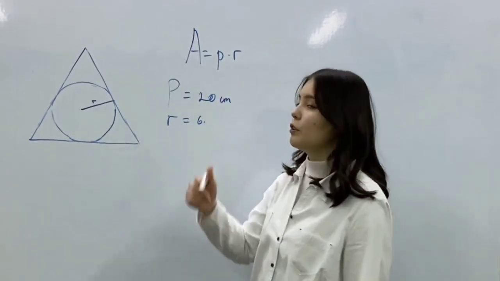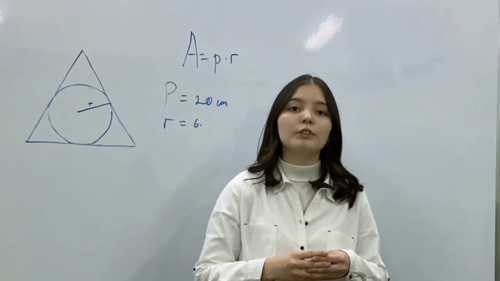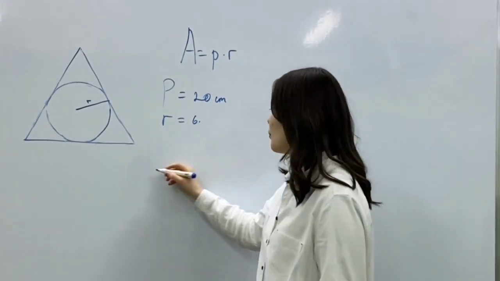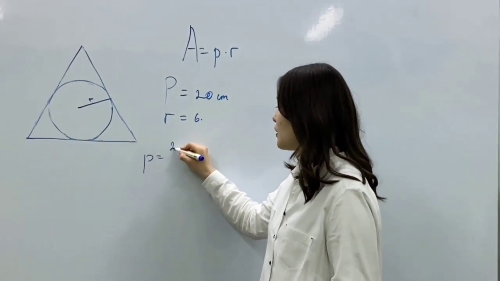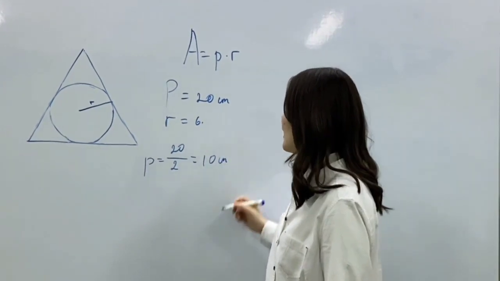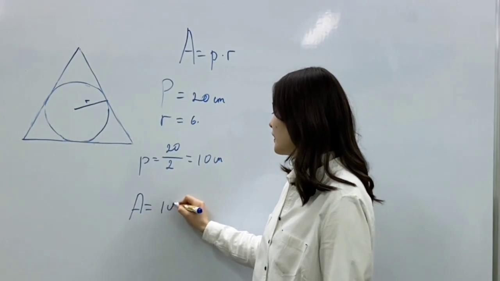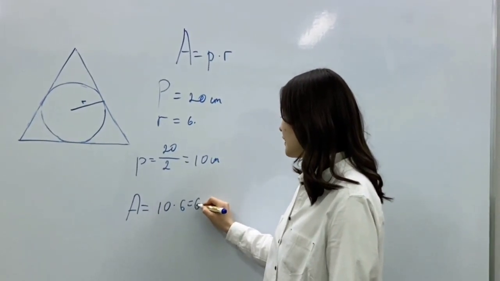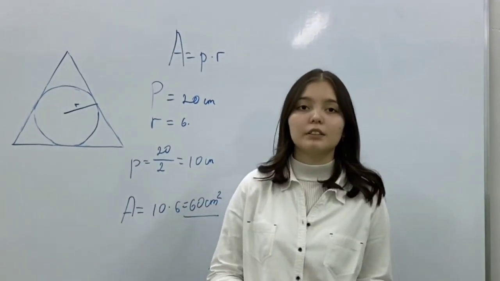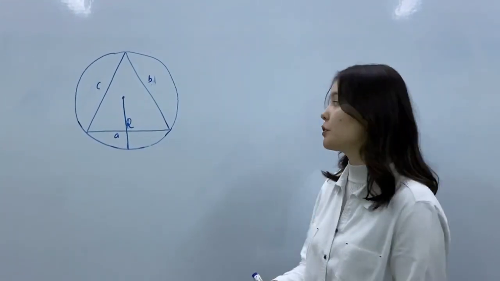So, we know that the half perimeter is the sum of the sides over 2, and the sum of the sides is equal to the perimeter. That's why our half perimeter will be equal to 20 over 2, and this is 10 centimeters. And by using this formula, our area will be 10 multiplied by 6, 60 centimeters squared. This is our answer.